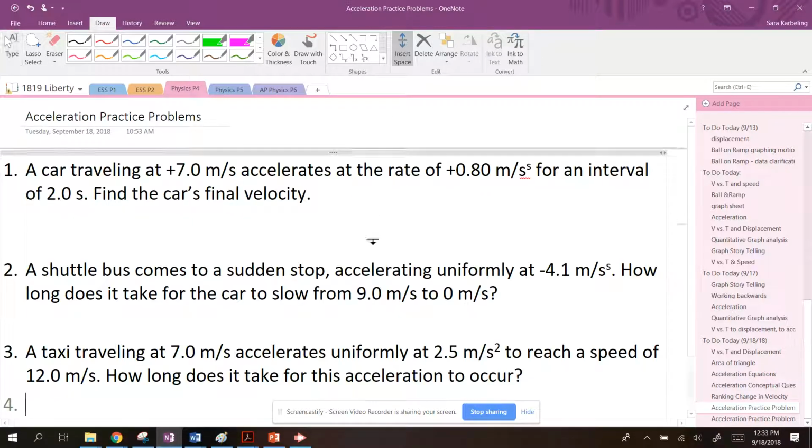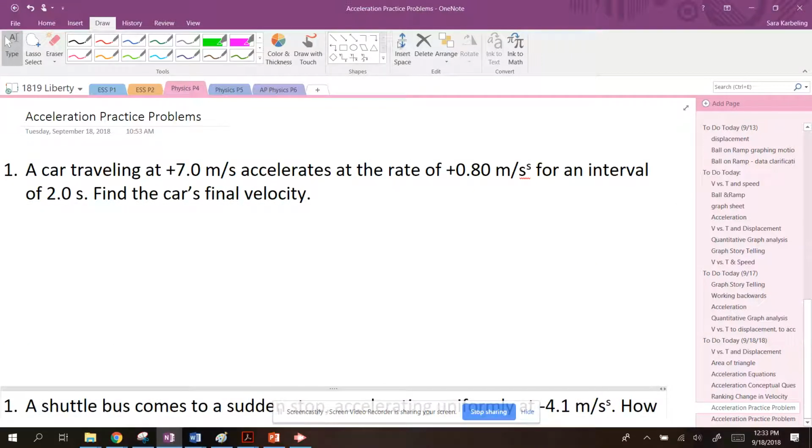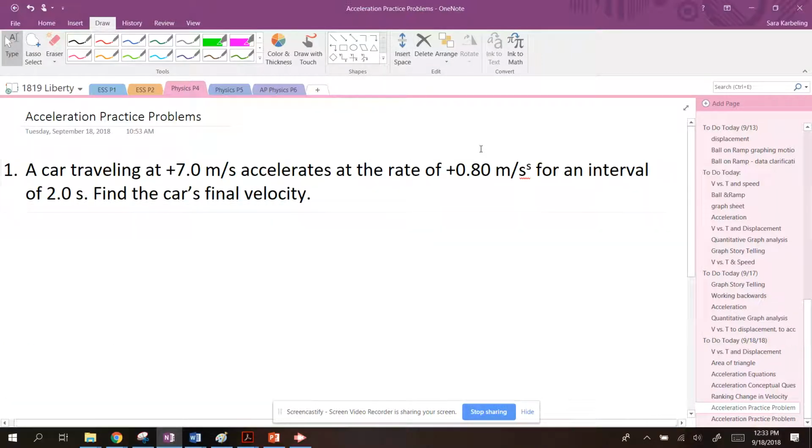Let's do just one of these together. A car traveling 7 meters per second accelerates at, oh my gosh, that's a little typo. That should be a 2, not an S. At 0.8 meters per second squared for a time interval of 2 seconds. It says find the car's final velocity. Okay, so we're going to write our givens down pretty fast here. I'm just going to do this fast because I want to make sure that we have a chance to do the problem. So it starts out at 7, so that's going to be our initial velocity.